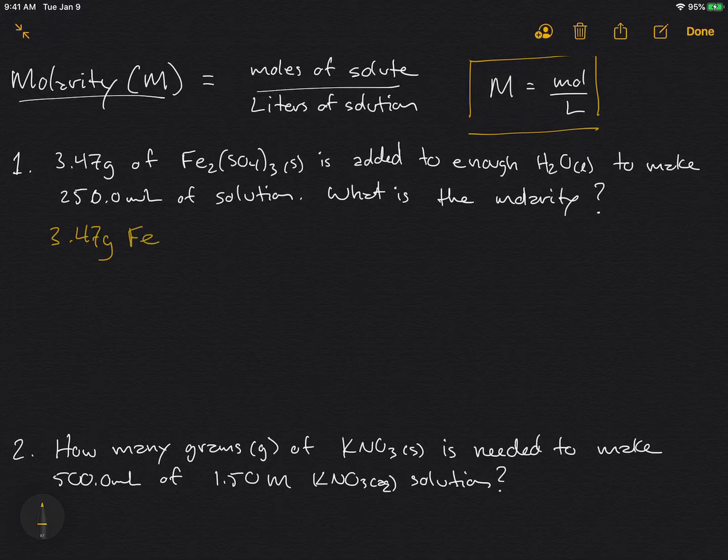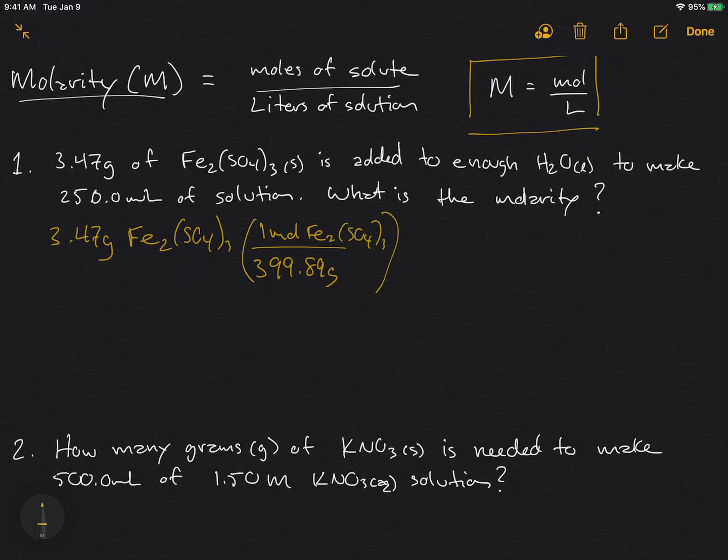3.47 grams of iron(III) sulfate. Iron(III) sulfate has a molar mass of 399.89 grams, so let's divide by the molar mass. 399.89 grams is 1 mole of iron(III) sulfate. Okay, when you do that in your calculator, you get 0.008677 moles. And there's no reason to round yet. So you don't want to round until you get to the final answer.